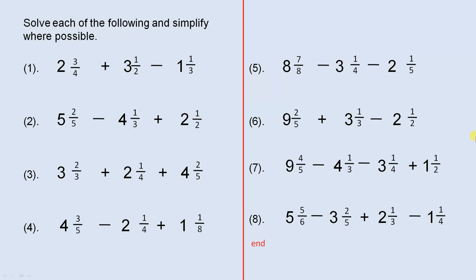So this video has given us a few slides where we can practice adding and subtracting mixed numbers together. And there are 4 steps involved. Very quickly, add or subtract the whole numbers, add or subtract the fractions, arrive at the final answer, and do simplification where possible.